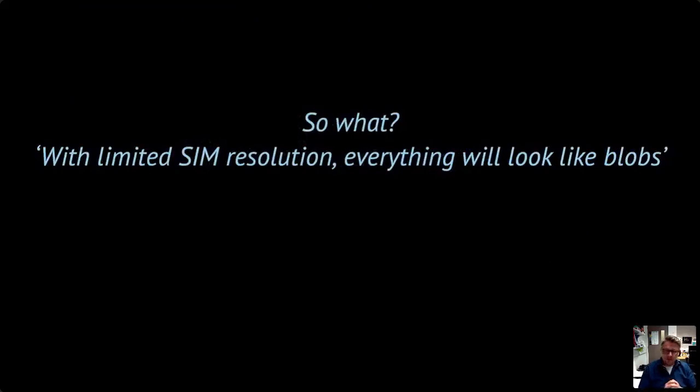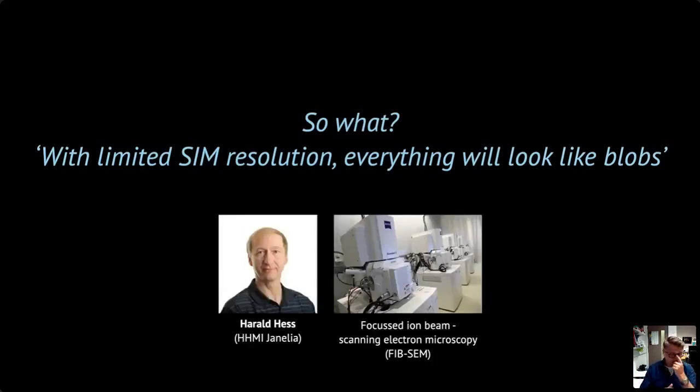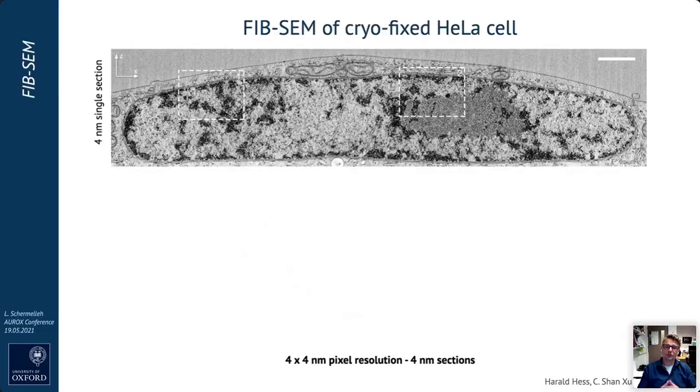But of course, a common criticism is, okay, SIM, despite being super resolution, is still diffraction limited, and therefore we still only have 100 nanometers. Everything will look like blobs. So we had to find a way to look into greater detail at our structures, and teamed up with Harald Hess from Janelia, who at the time developed a much advanced focused ion beam scanning electron microscopy approach, producing incredibly detailed three-dimensional EM data of the same cells that we have been using. So in this case, HeLa cells.